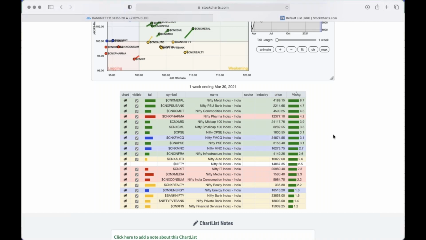Metals, of course, the one that led right from the very beginning of the bounce back, followed by PSU Bank.